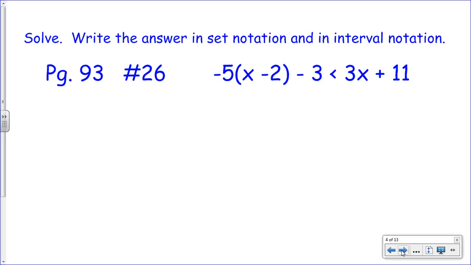It says to solve and write the answer in set notation and interval notation. So if it doesn't tell you what notation, use interval. If it wants set notation, it will specifically say set notation. If it wants both, it'll say both.